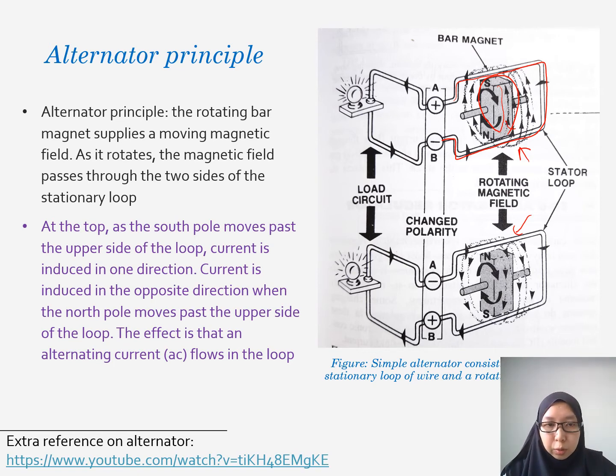At the top, as the south pole moves past the upper side of the loop, the current is induced in one direction. When the north pole moves past the upper side, the current moves in the other, opposite direction. This effect we call an alternating current flowing in the loop.